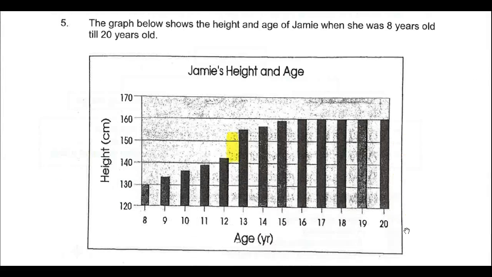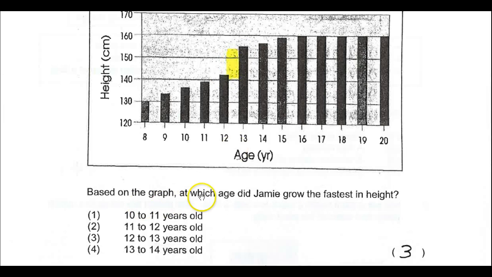Number 4. Look at this graph here. Watch out for the sudden surge in the increase. This is a high increase. These are low increases. You see, from 10 to 11 goes up, the height difference is not so much, but the height difference here is much greater. Now, based on the graph, at which age did Jamie grow the fastest? Here, from 12 to 13.